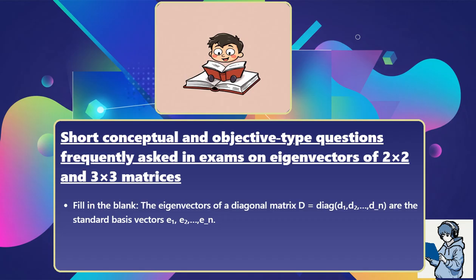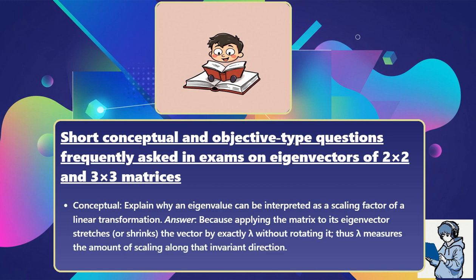Fill in the blank: the eigenvectors of a diagonal matrix D = diag(d₁, d₂, up to dₙ) are the standard basis vectors e₁, e₂, up to eₙ. Conceptual: explain why an eigenvalue can be interpreted as a scaling factor of a linear transformation. Answer: because applying the matrix to its eigenvector stretches or shrinks the vector by exactly λ without rotating it. Thus λ measures the amount of scaling along that invariant direction.